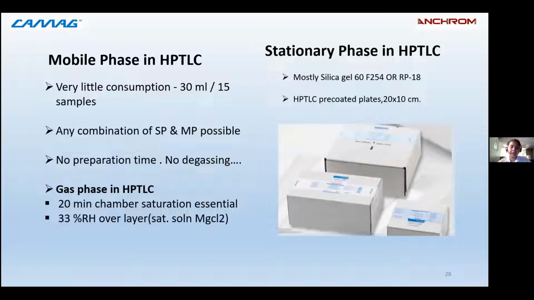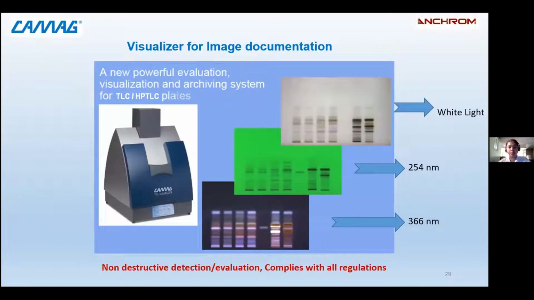Then the gas phase in HPTLC: mostly 20 minutes of chamber saturation is essential, and 33% relative humidity is needed. That is achieved by using a saturated solution of magnesium chloride salt. Then we have the stationary phase in HPTLC. Mostly we use 60F 254 silica gel plates, but you can also use RP plates for certain experiments. We also have HPTLC pre-coated 20 by 10 glass plates, which are used for pharma applications or for pharma companies.